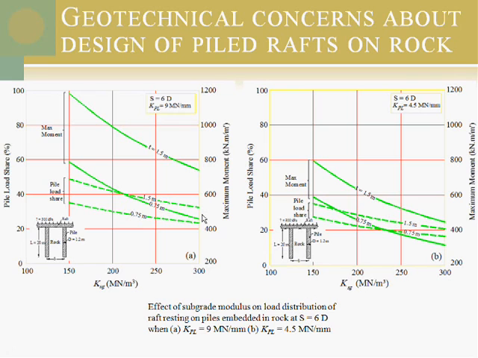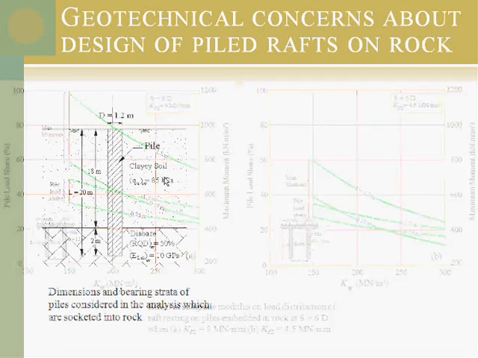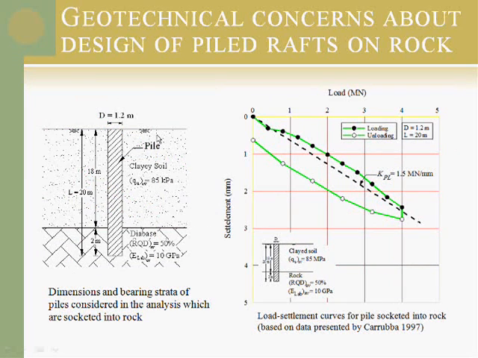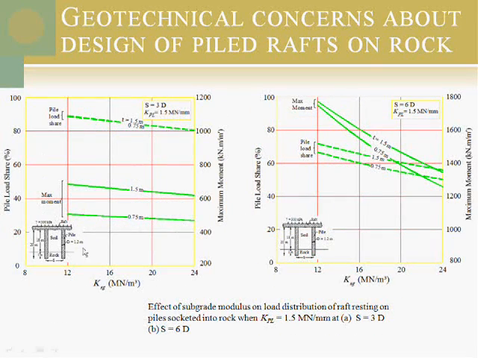We have to estimate both of them, because if we assume any numbers, it can give other results for the pile load share and the subgrade reaction share. For the other case, where the pile is socketed into the rock, we calculate the pile constant, which is 1.5 meganewton per millimeter, and we use the 1.5 also for 3D and 6D. As you can see, in the 6D you have a difference even for the rigid raft or the flexible raft.